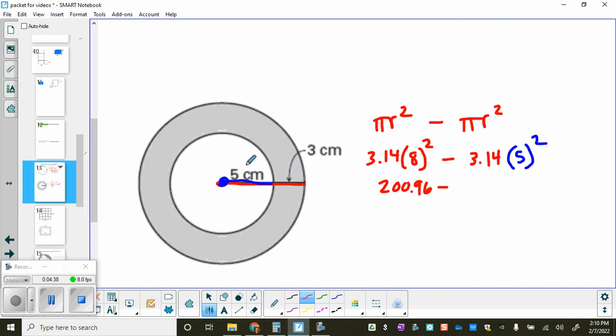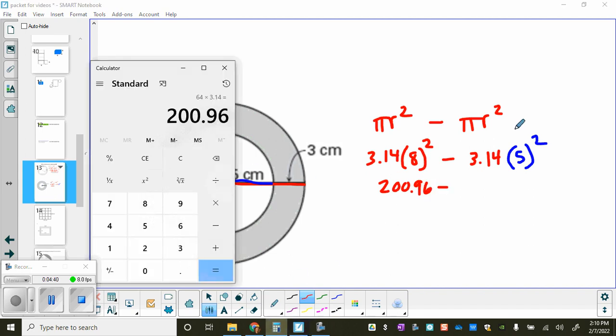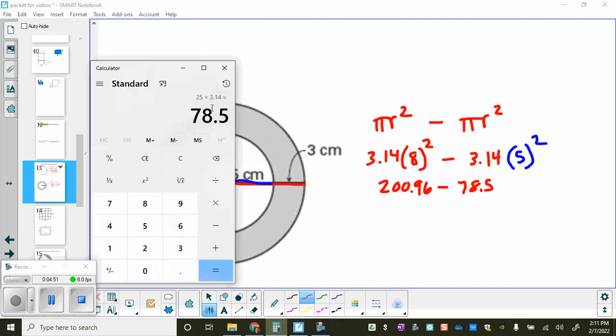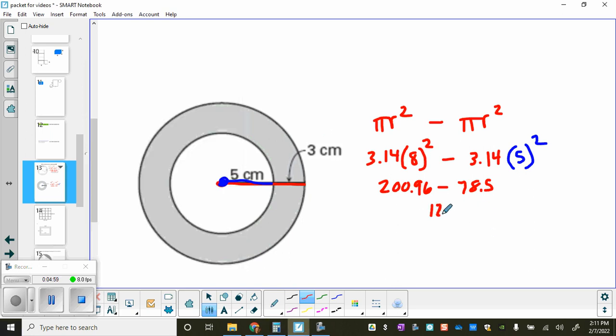And now we're going to subtract the area of this white circle, so 3.14 times 25. All right, so we get 78.5. And I think a lot of you know this trick in the calculator. I'm going to keep that there and just subtract the 200.96 and just ignore the negative. Cool, so 122.46. And over here, this was centimeters, so 122.46 square centimeters.